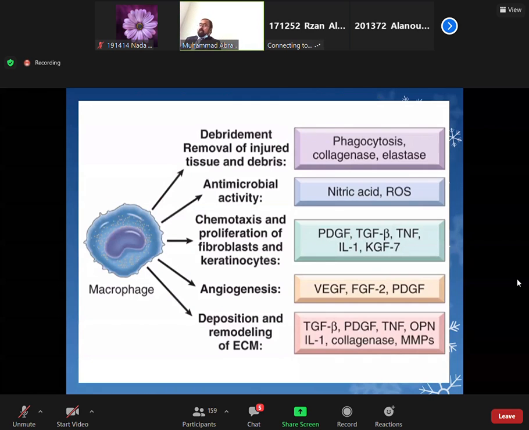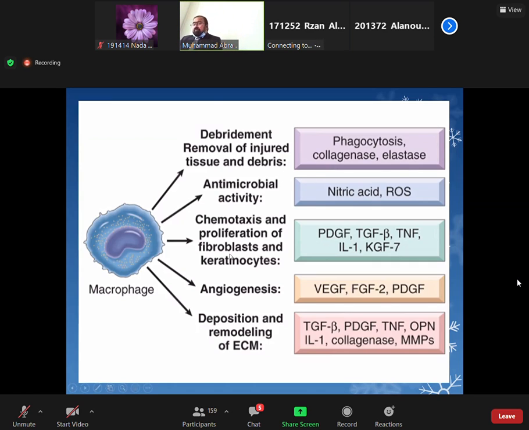Okay. So in doing all this, the macrophage has the biggest role, because it secretes certain types of cytokines and growth factors. For example, number one, debridement, removal of the injured tissue, is also done by macrophages, by phagocytosis and collagenase, elastase. Antibacterial activity: it has a very strong antibacterial activity by nitric oxide and reactive oxygen species, which we have already covered in a previous lecture.